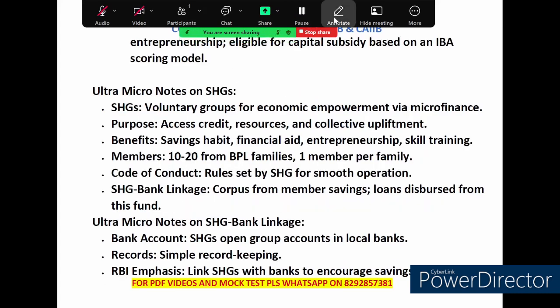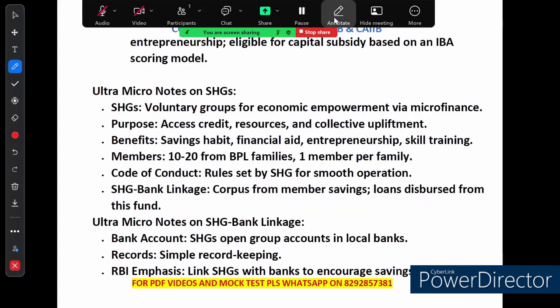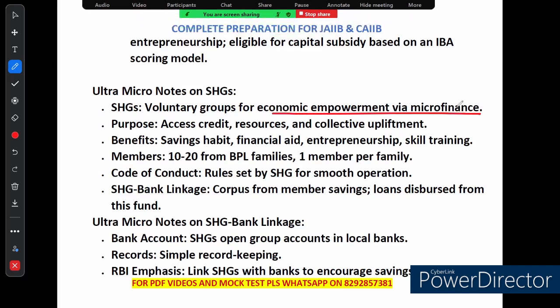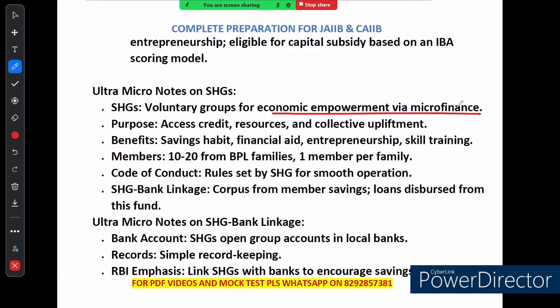Now, there is something called self-help group. So, a self-help group or voluntary group focuses on economic empowerment through microfinance. Now, purpose: they help members access credit and resources and build a collective pathway out of poverty. What are the benefits? SHG encourages a saving habit, provides financial aid and promotes entrepreneurship and skill training. If we talk about the members, each SHG has 10 to 20 members from BPL families, that is below the poverty line families. If we talk about the SHG bank linkage program, SHGs save money as a group and use that fund to get loans from the bank.